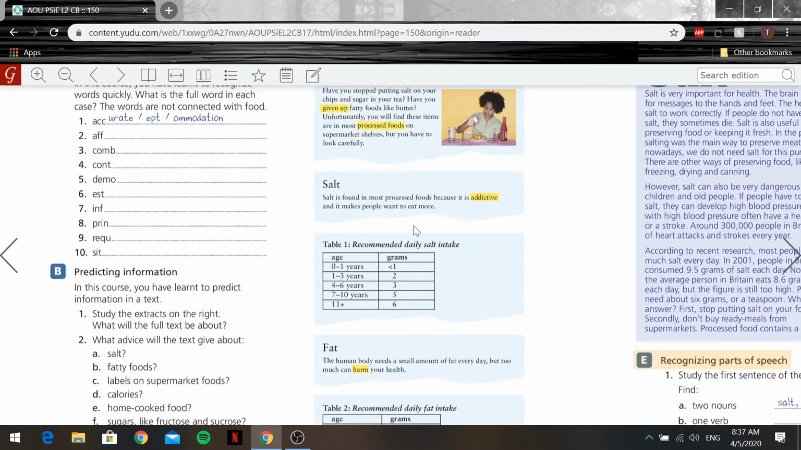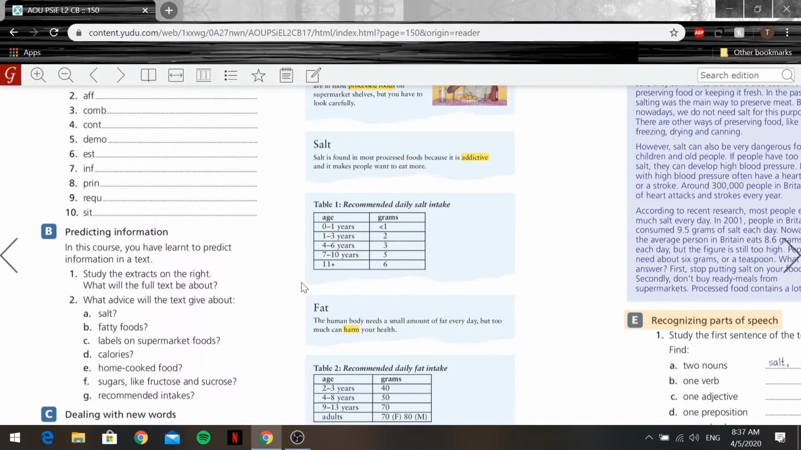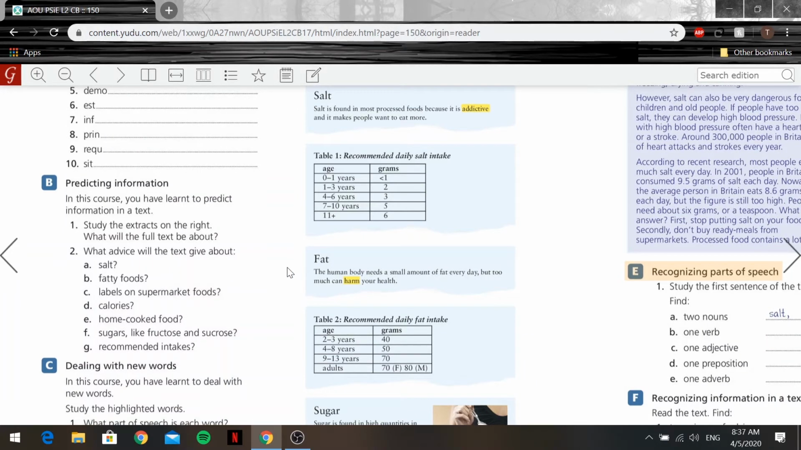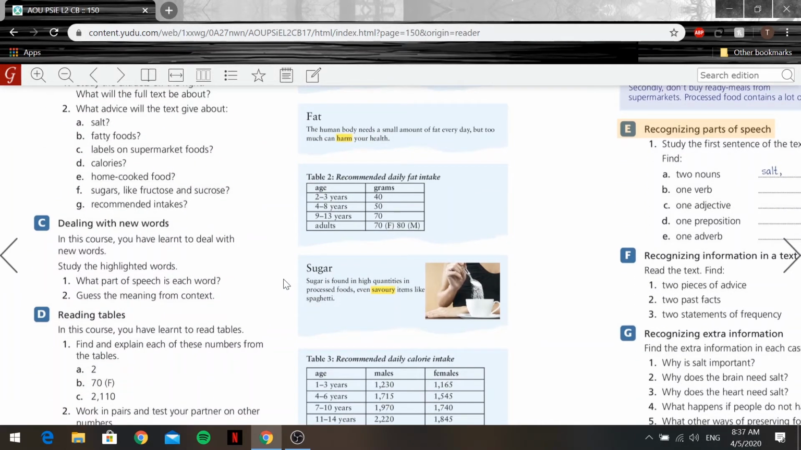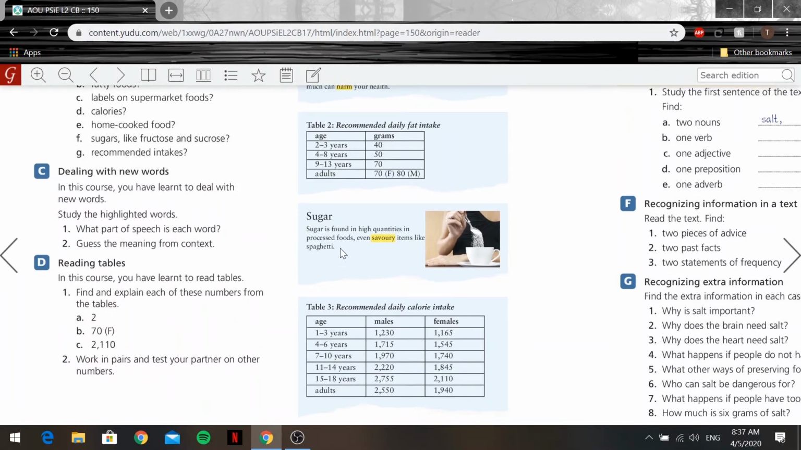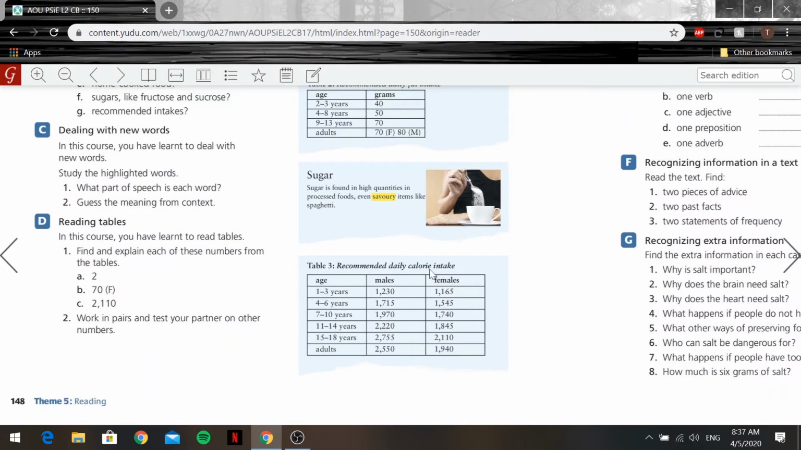Then we have table 1 giving us the recommended daily salt intake for different age groups. Fat. The human body needs a small amount of fat every day, but too much can harm your health. Then we have table 2 giving us the recommended daily fat intake for different age groups. Sugar. Sugar is found in high quantities in processed foods, even savory items like spaghetti. Okay, table 3 shows us the recommended daily calorie intake for different age groups for both males and females, because it differs a little bit.